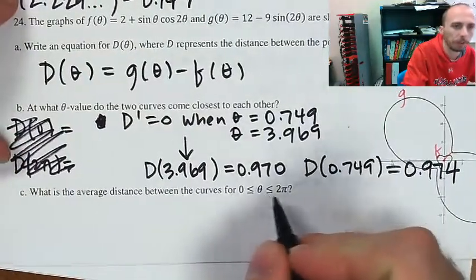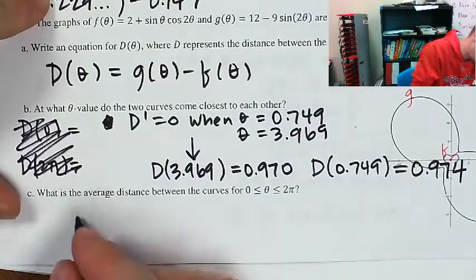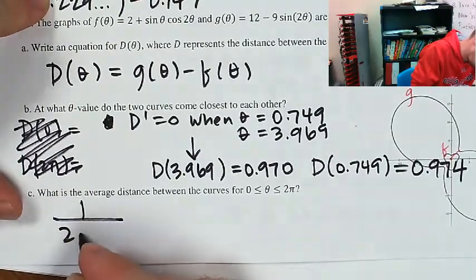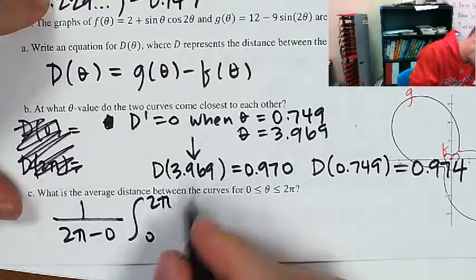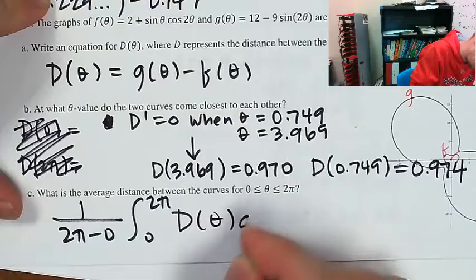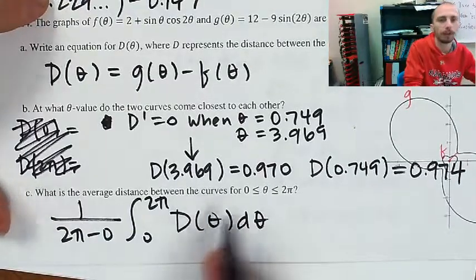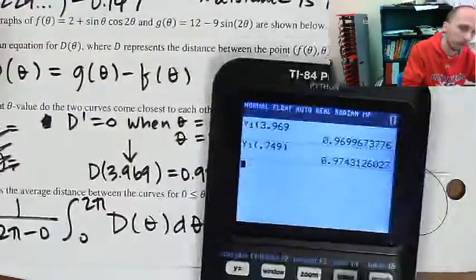It's the average distance between the curves. That's the average value of d, so that's 1 over 2 pi minus 0 times the integral from 0 to 2 pi of d of theta d theta. Okay, average value of d. So I'm going to use the calculator for that.